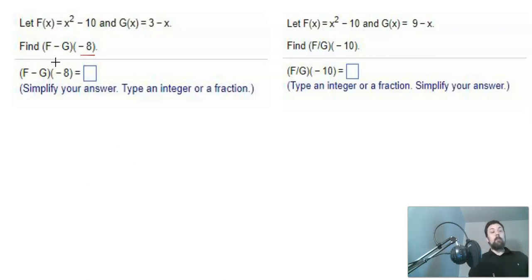Right, so here we have f minus g, but instead of x, we have negative 8. All right, so f minus g, whoops, it's still giving me a hard time.